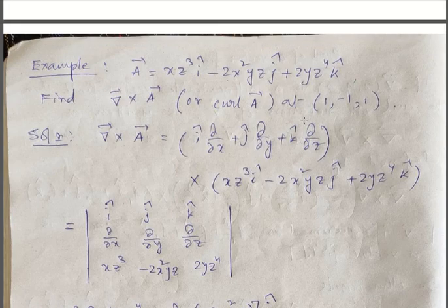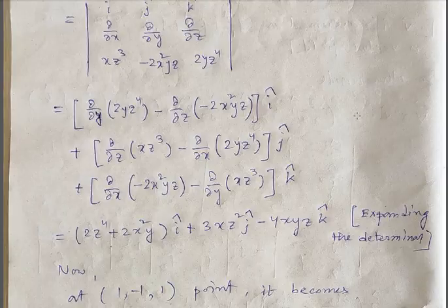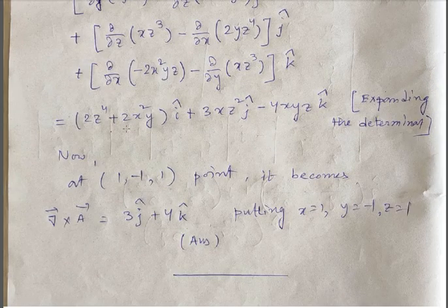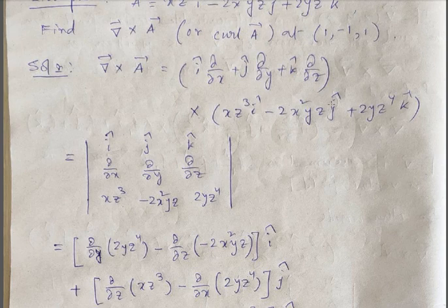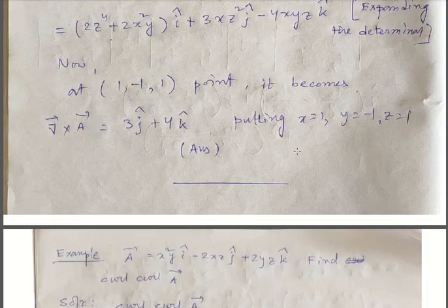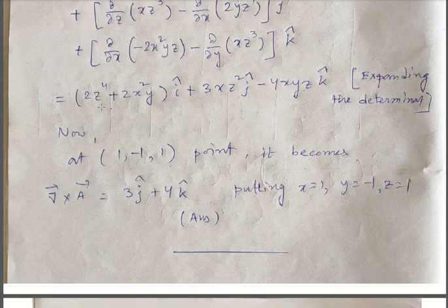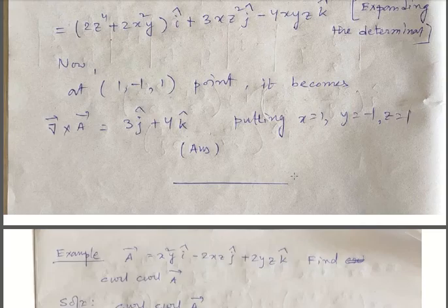Now we are required to find out the curl at which point? At (1, minus 1, 1), that is x equal to 1, y equal to minus 1, and z equal to 1. Now simply put the values here at x equal to 1, y equal to minus 1, and z equal to 1, and we are getting this one. Look at this, it is a point. Obviously x, y, and z are replaced by some point, so we are getting a vector like this.